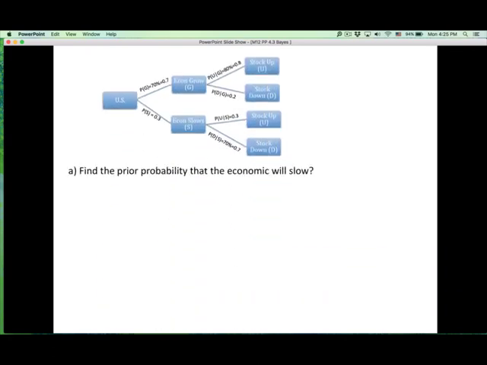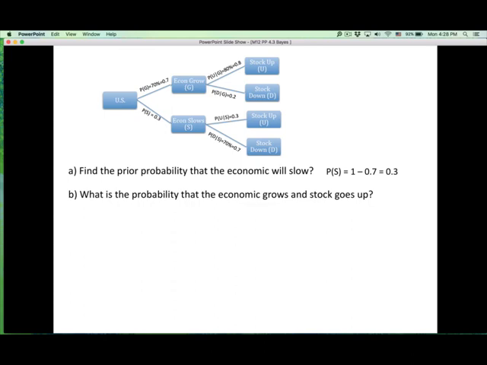Now, let's try to answer the questions here. Find the prior probability that the economy will slow. So they're talking about the probability of S. We just talked about it: that will be the complement of the economy growing, so subtract from 1, which equals 0.3.